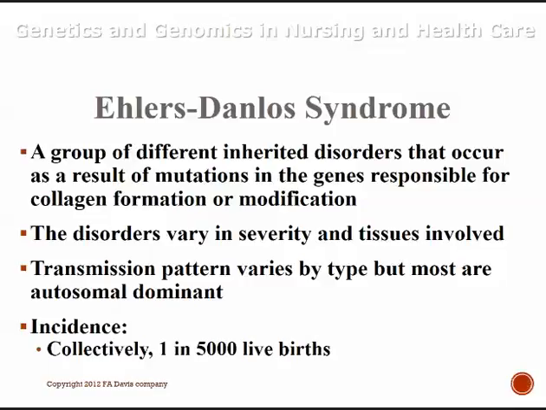Ehlers-Danlos syndrome is the second type of disorder we're going to talk about. It's a group of 6 different inherited disorders that occur as a result of mutations in the genes responsible for collagen formation or modification. The disorders vary in severity in the tissues involved, and transmission pattern varies by type, but most of these are autosomal dominant. Incidence is 1 in 5,000 live births.